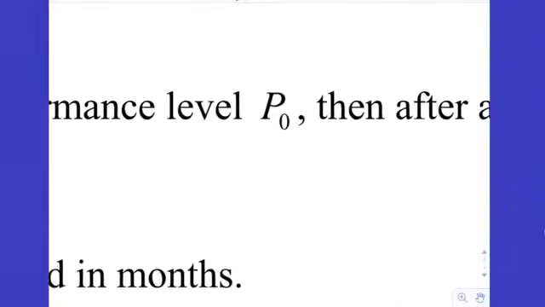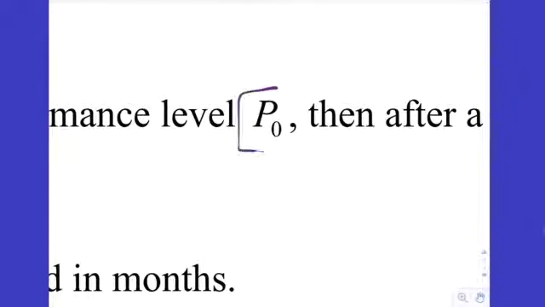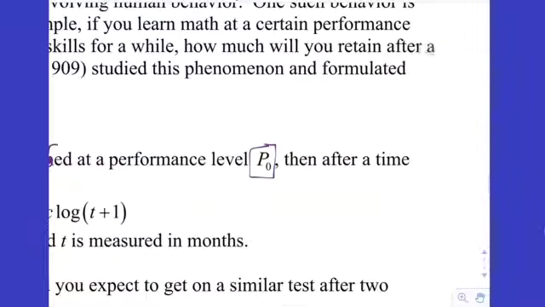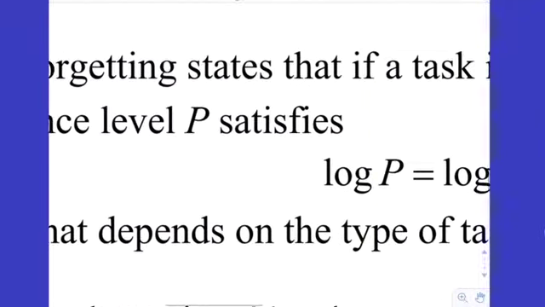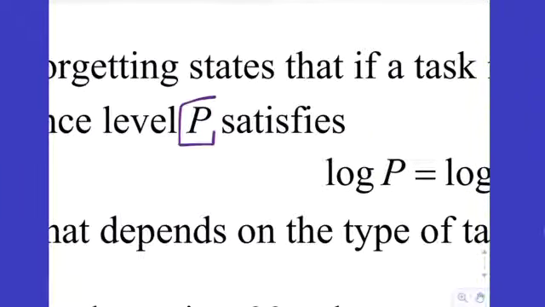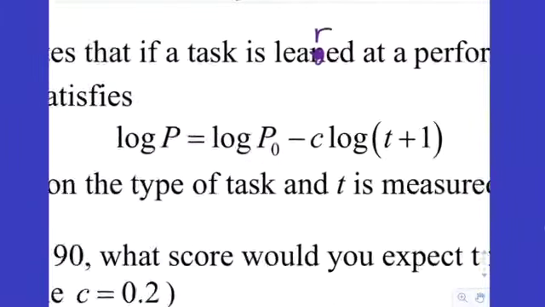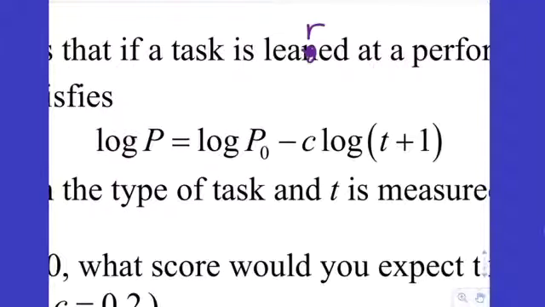If you learned something and you were tested over it, and you scored a score, call it P sub O. That's the performance at time 0. That would be like your test grade. You make 100 on next Tuesday's test, right? Then, after a time of T years, minutes, seconds, whatever, your performance level P satisfies this log equation.